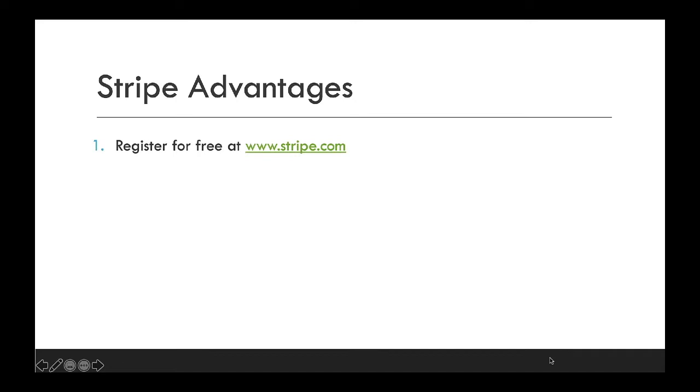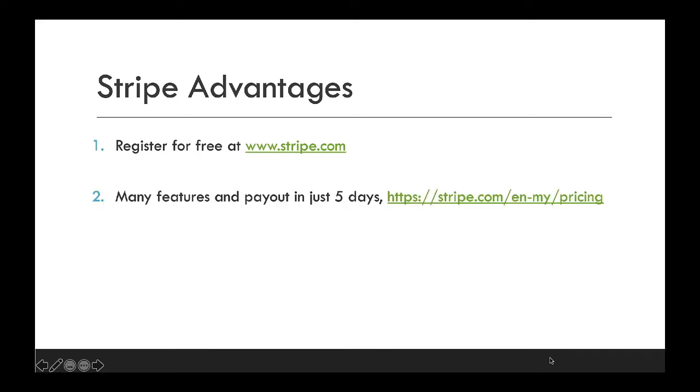At the time of me doing this training, Stripe is 100% free. So if you are watching this training, go to stripe.com right now and see whether you can still register for a free account. And if you can, go ahead and do that ASAP. Next, there are many features and the payout is just 5 days, which means the money that you have collected, the online payments that you receive, in just 5 days, guess what? The payment will be released to you. And of course, this is all on automation.